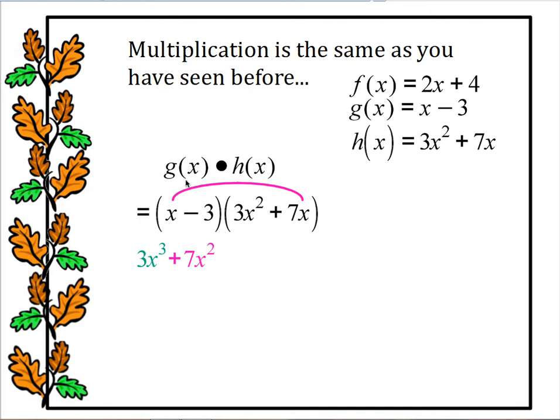distributing the x, so now I need to distribute the negative 3. Negative 3 times 3x squared gives me negative 9x squared. Negative 3 times 7x gives me negative 21x. Now I can combine like terms to simplify, and I end up with 3x to the third minus 2x squared minus 21x.